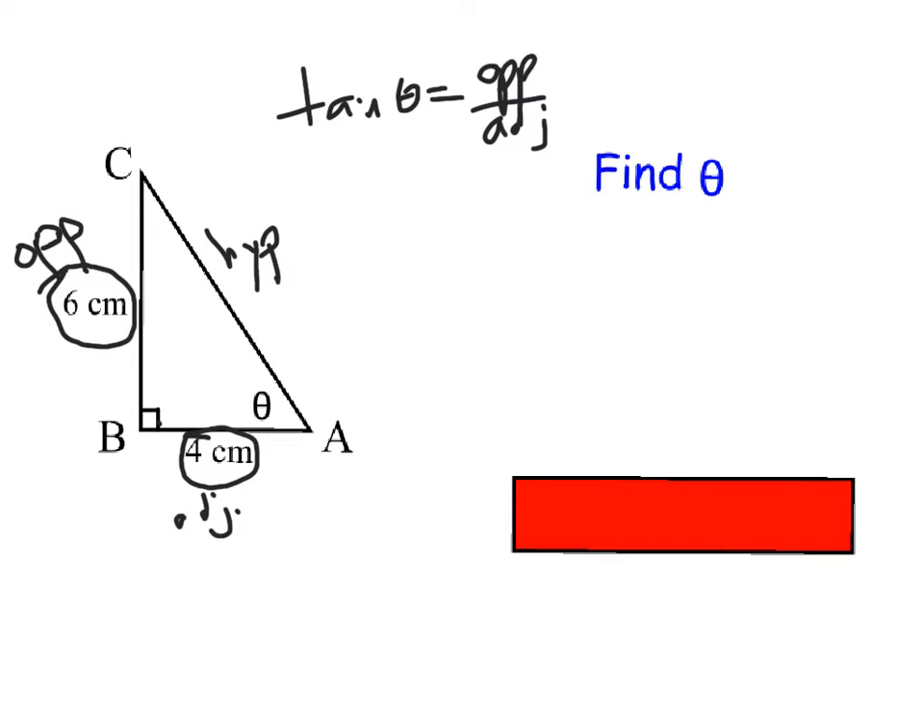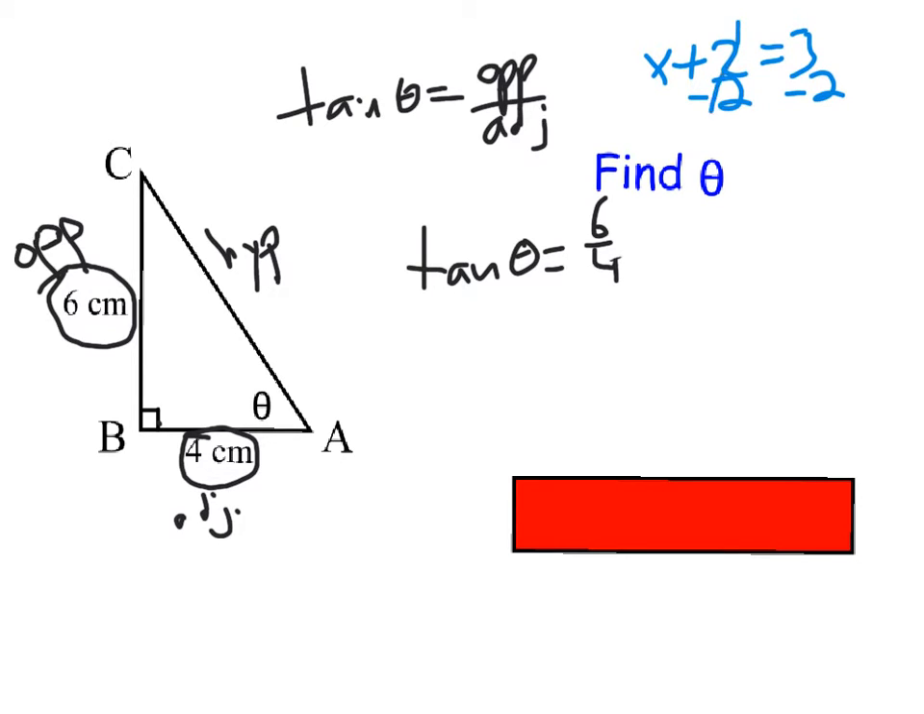So let's fill in what we know. Tan of theta is 6 over 4. Now this is where it gets a little bit interesting. Every time you've ever solved any equation in algebra, you've used something called inverse operations. For instance, if you had x plus 2 equals 3, very basic equation, in order to solve that, you used subtract 2, which is an inverse operation. X is 1. All right.